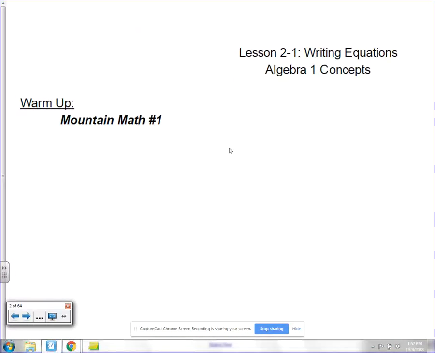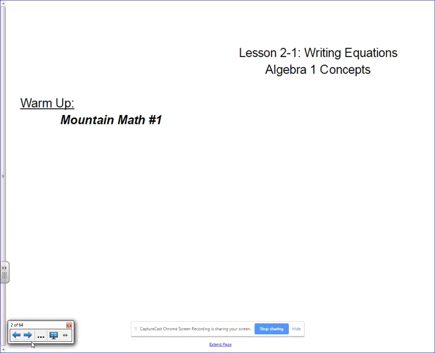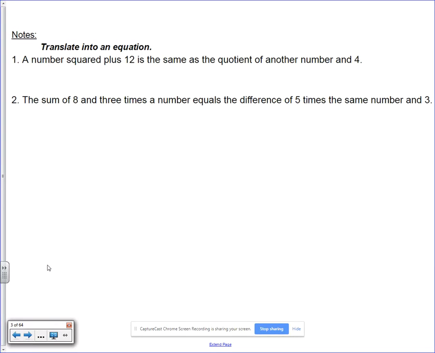Okay, so chapter 2 is all about equations. We just did your mountain math. We just turned that in. So I need you to remember how to translate different sentences into equations. Now, if you look here, it doesn't say you actually have to solve it. All it says you have to do is translate it. Okay, so does anybody want to take a shot here? All right, Trevor, what do you think?